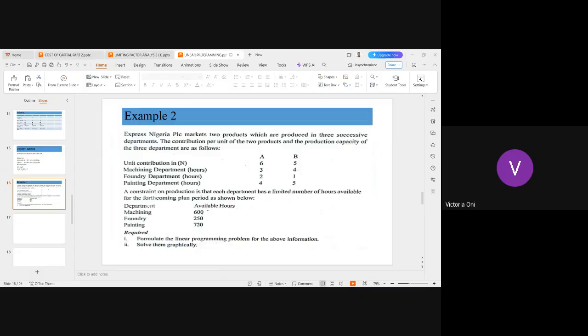We identify the contribution per unit. All right, the contribution per unit. So once you identify the contribution per unit, this will lead you to what? The objective function. And the objective function will now be what? To maximize contribution. Positive value. So how will you express it? 6A plus 5B. 6A plus 5B.